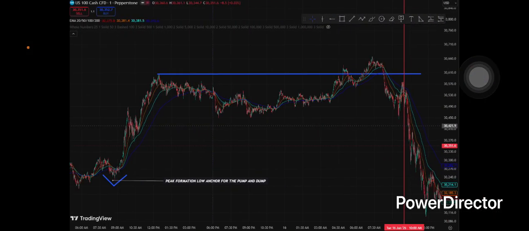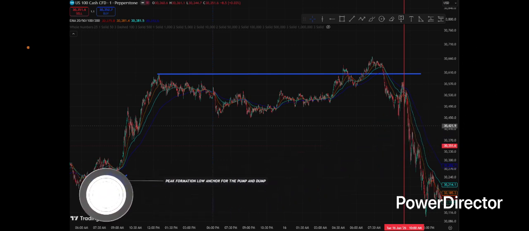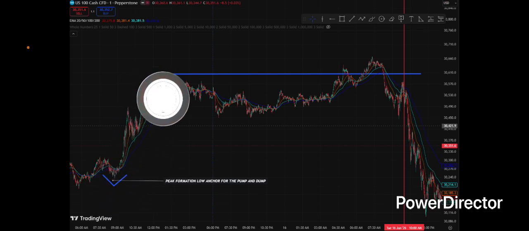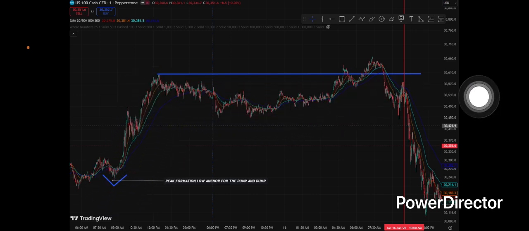Now, when we look closer at this chart, this pump, coil, and dump, okay, we have this peak formation low that is put in place that begins this pump before we start to coil sideways, okay? Now, when we see that peak formation low, that can automatically be thought of as your potential target for the pump and dump type of trade, okay? Easy as that. There's your target.